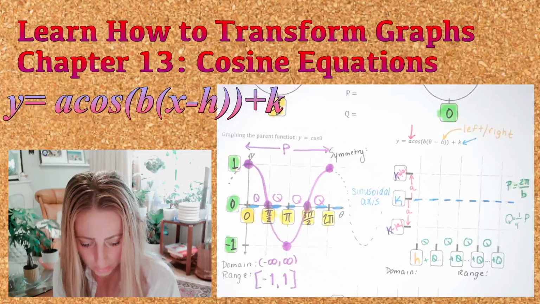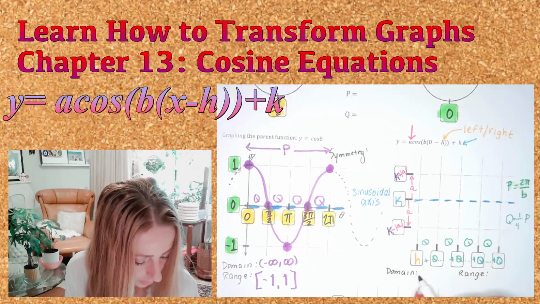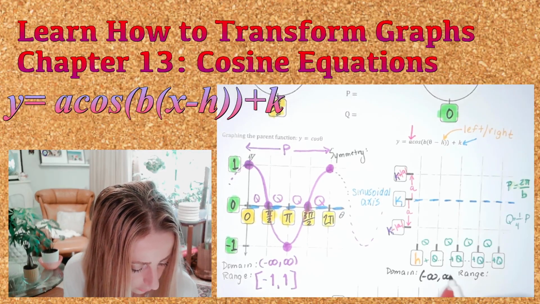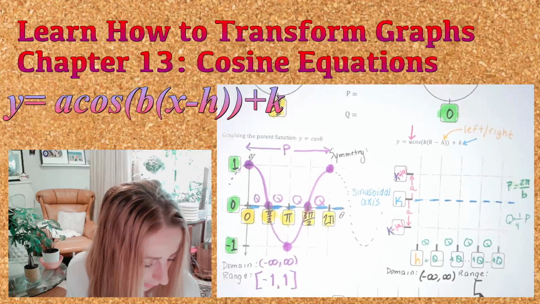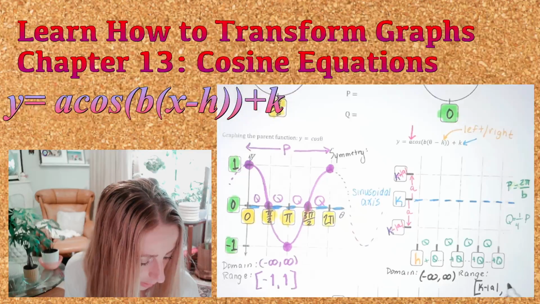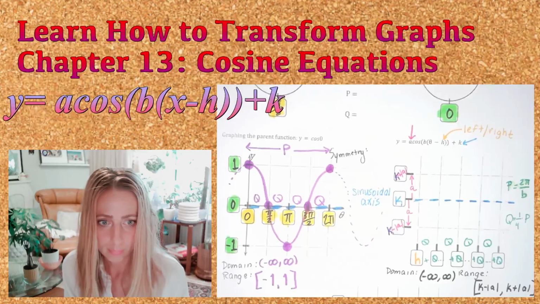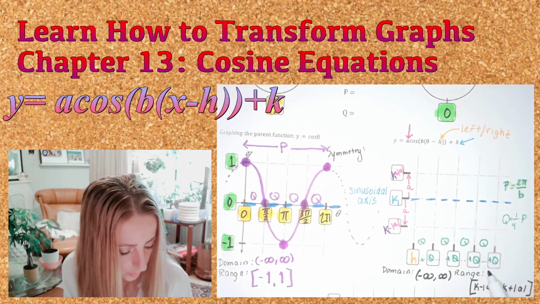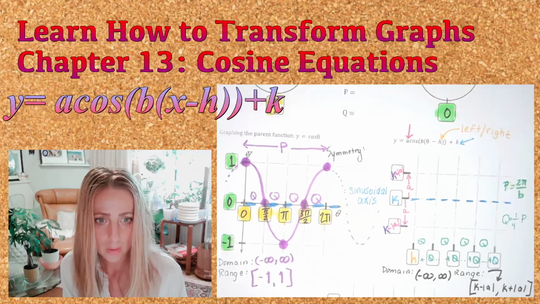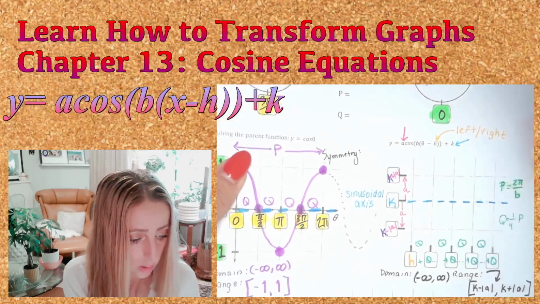The domain is still going to be negative infinity to infinity. And like the last one, the range bracket is from K minus absolute value A, comma, K plus absolute value of A. And there's your range. It's a little squashed, but there's your range. Okay? So let's do an example, shall we? We shall.